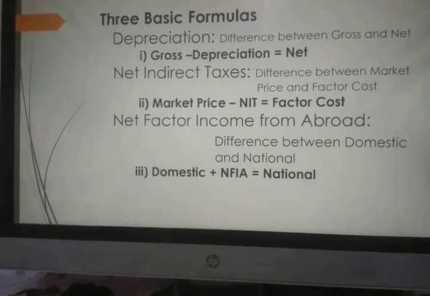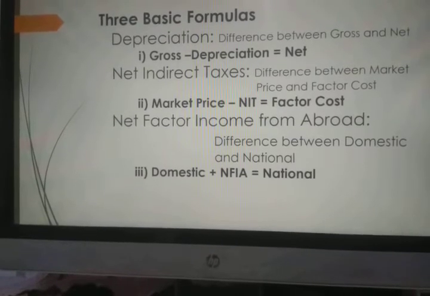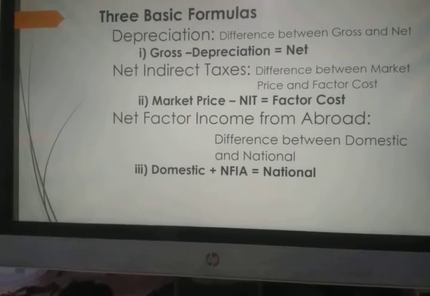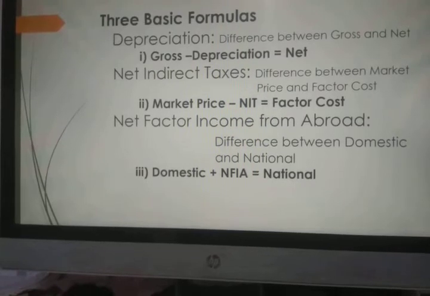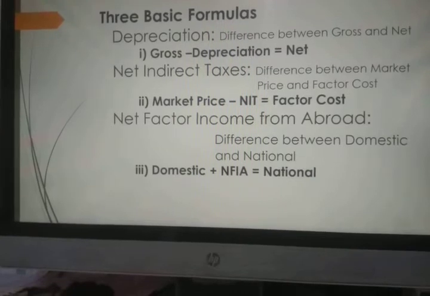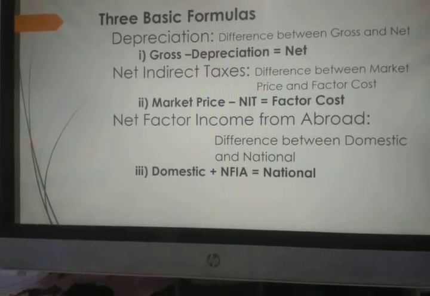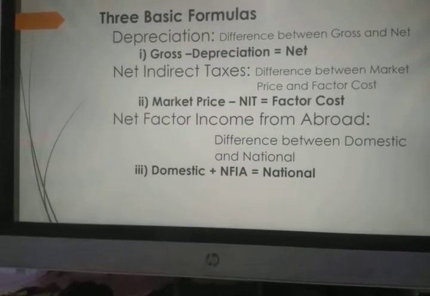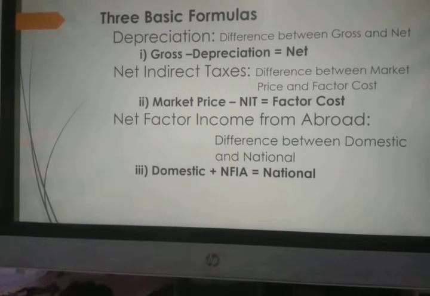The second important formula is the treatment of net indirect taxes. This is actually taken to calculate factor cost or market price. That means if any value is at the market price, we can minus NIT to arrive at factor cost, and if any value is at factor cost, then we have to add NIT to arrive at market price. This factor cost and market price, what is it exactly?